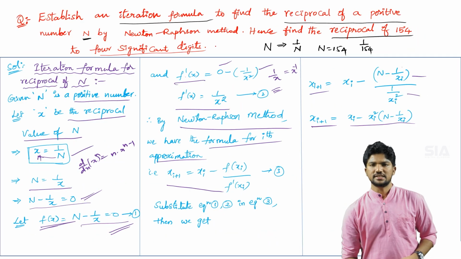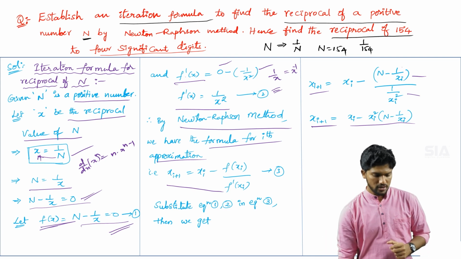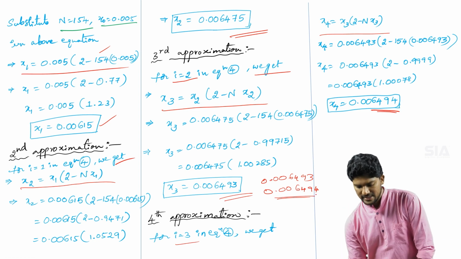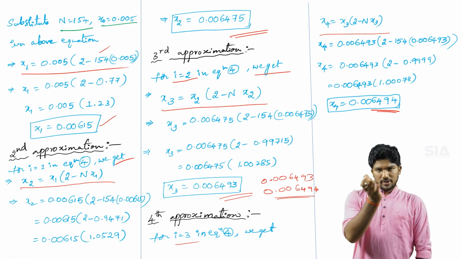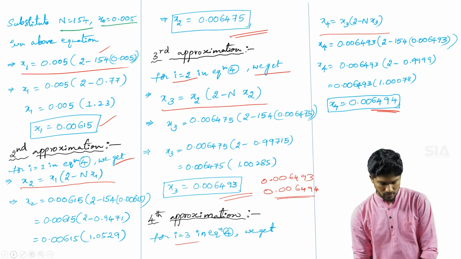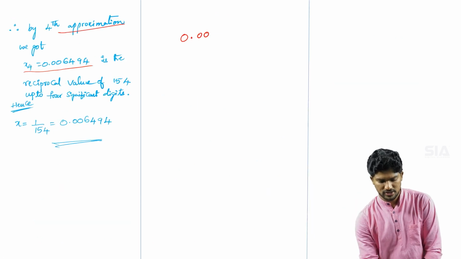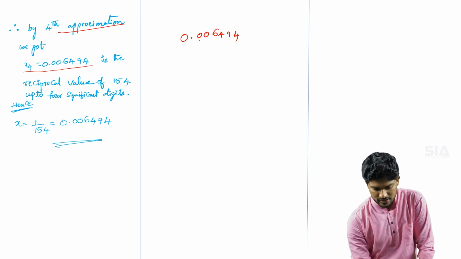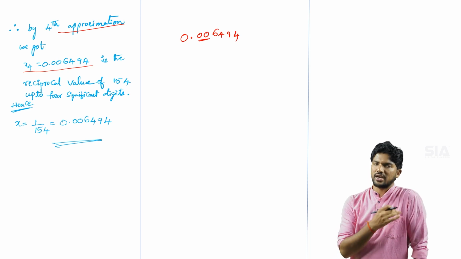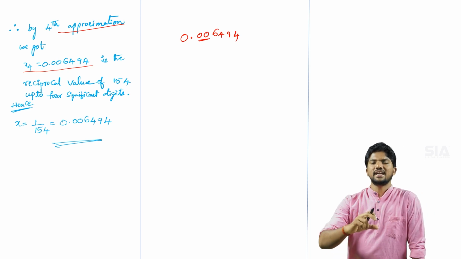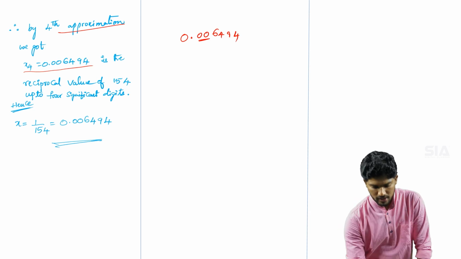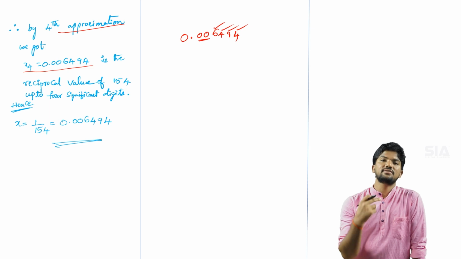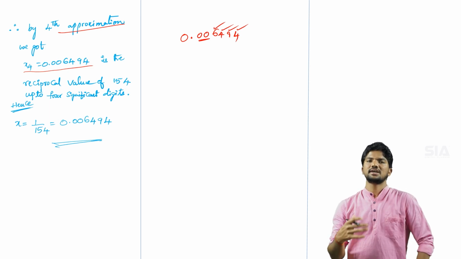Four significant digits. Find the reciprocal of 154 up to 4 significant digits. Significant digits I clearly explained in the previous lectures. To find the significant digits, here we got 0.006494. Whenever you have zeros at the beginning of the decimal, you cannot count them. Those zeros only indicate the position of the decimal. Now these 6 4 9 4 are the 4 significant digits.